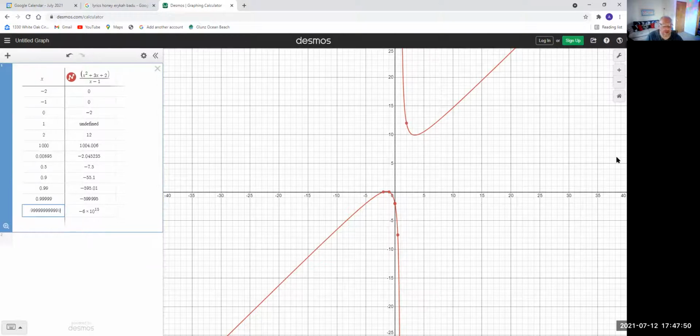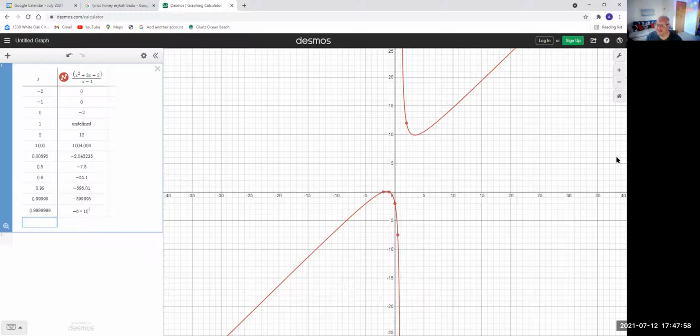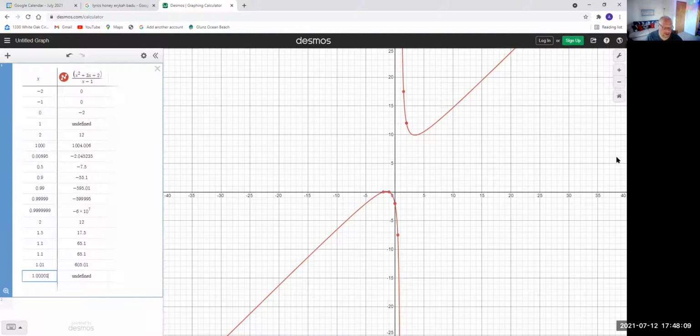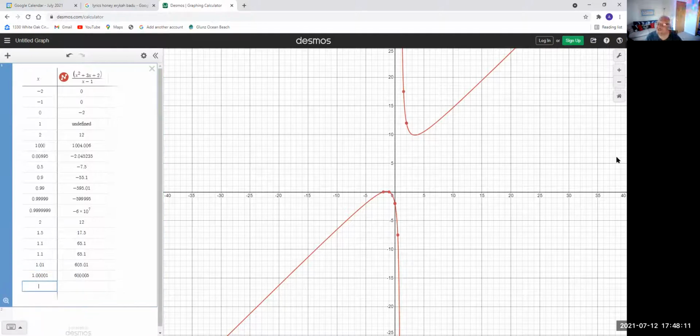Y is getting more and more negative. Look at the exponents until it's basically undefined, meaning it can't understand anymore the number. That's what that means. I could do it coming from the right also. If I was trying to approach the value of 1, I'd start with maybe 2, and then do 1.5 and 1.1 and 1.01, 1.00001, and you see how it gets closer and closer.